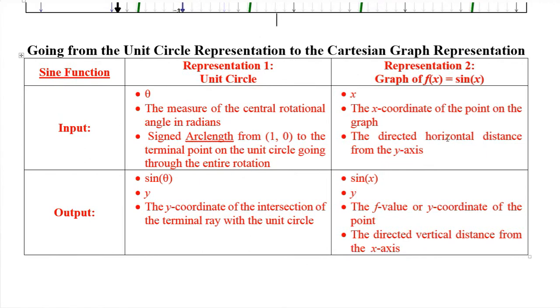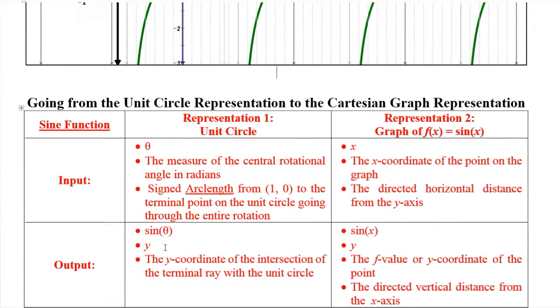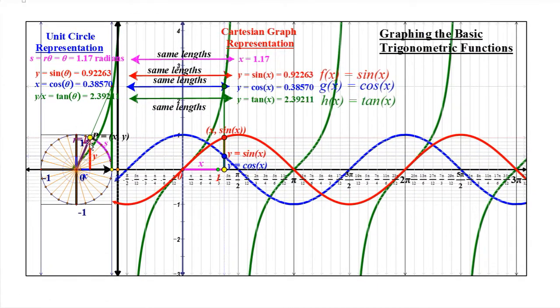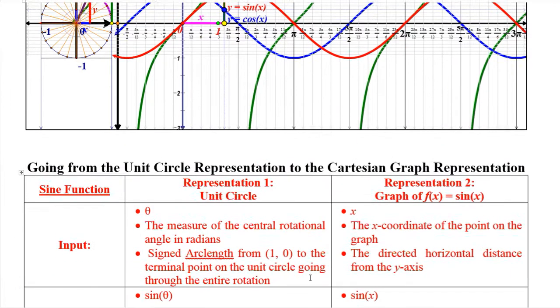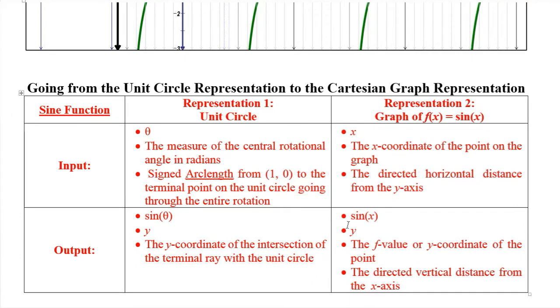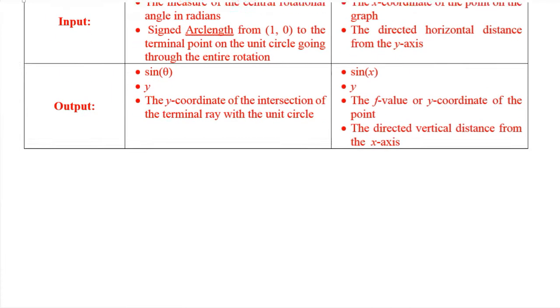That part about the input is the same for sine, cosine, and tangent. The output's what's different. The output over here is sine of theta, which is the y-coordinate on the terminal ray here. So the output is the y-coordinate here on the unit circle. Over here, it's also the y-coordinate of this. Of course, in general, in a Cartesian graph, the output is the f value or y value or y-coordinate of the point, which is, of course, sine of x. And that's a directed vertical distance, which is actually the same vertical distance in both of these.